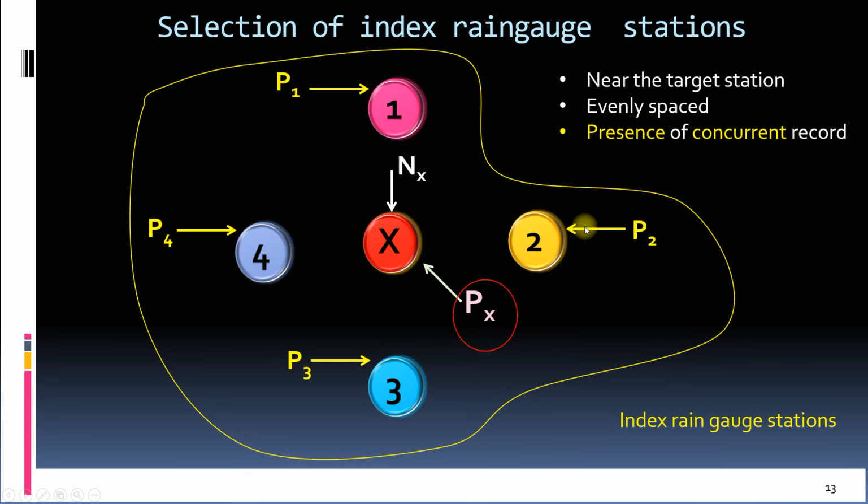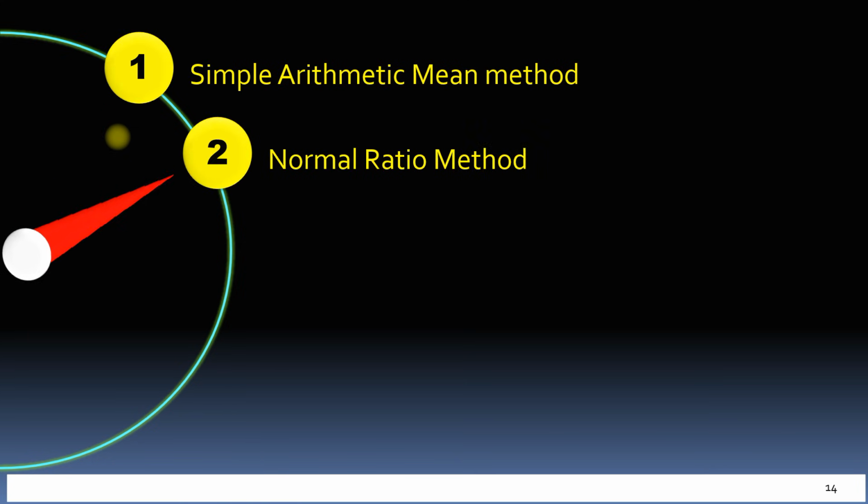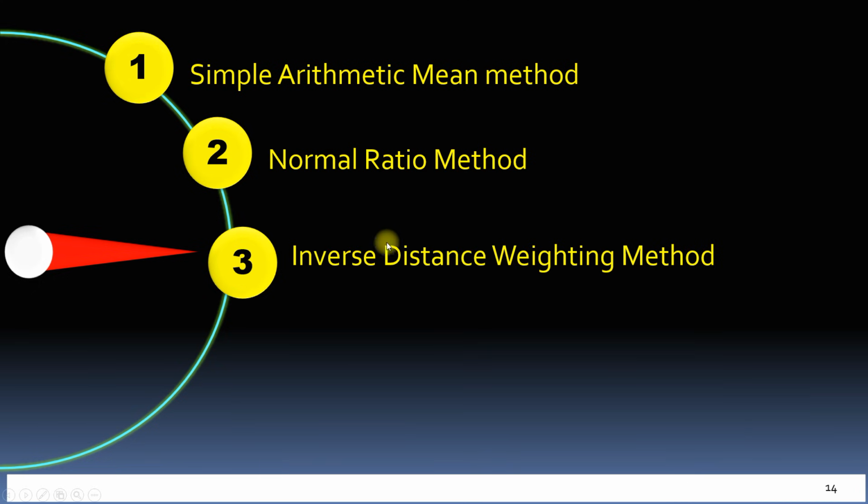P1, P2, P3 and P4 are the recorded precipitations at these index stations. Normal annual precipitations are N1, N2, N3 and N4. We will discuss 4 different methods of estimating missing rainfall data based on concurrent data of neighboring rain gauge stations.